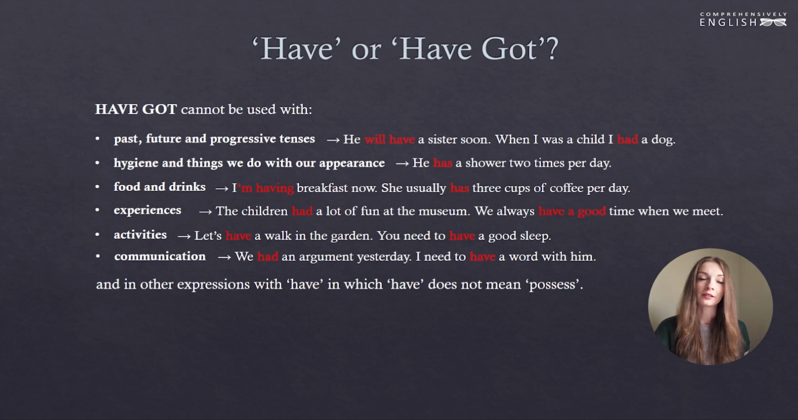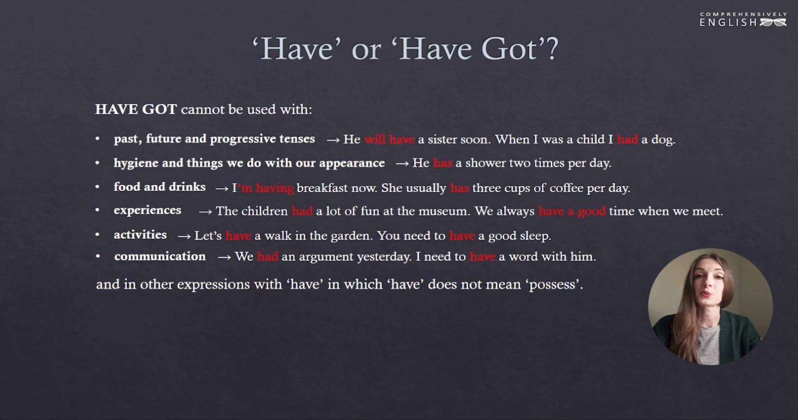When you drink things and eat things, when you speak about food and drinks, I'm having breakfast now. She usually has 3 cups of coffee per day. When you talk about your experience, the children had a lot of fun at the museum. We always have a good time when we meet. When you speak about activities, let's have a walk in the garden. You need to have a good sleep. When you speak about communication, we had an argument yesterday. I need to have a word with him. You see that in many cases here, have doesn't literally mean possess. So it's not a synonym of to possess, to own. These are cases where you cannot use have got.